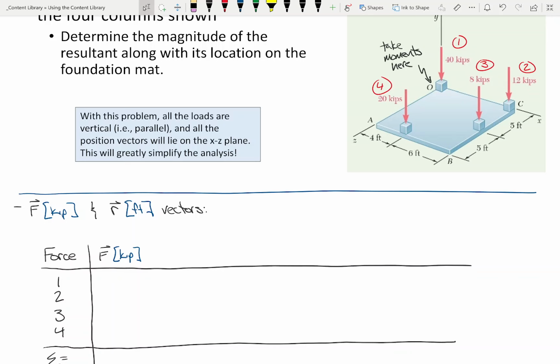The y-axis, but you said something else. What'd you say? Negative y. They're acting along the y-axis, but they're all acting down, right? So for example, F1 has a magnitude of 40 kips, and it's pointing down in the y direction. So if I were to describe F1 as a vector, how would I describe it? Negative 40j. So if this is negative 40j, what's this one? This one's going to be negative 12j, right? This one's going to be negative 8j. This one's going to be negative 20j. Does that make sense? They're all going to be just j vectors.